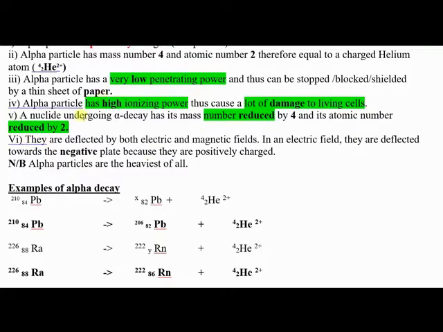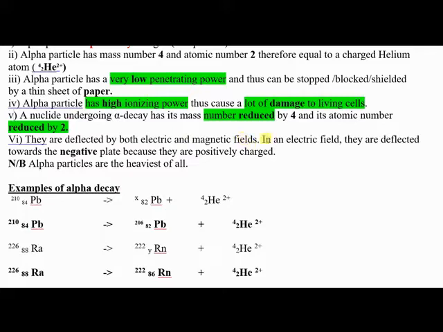So always read twice, thrice this Roman 5. A nuclide undergoing alpha decay has its mass number reduced by 4 and its atomic number reduced by 2. We will do examples and you will see. The last characteristic we are talking about is that they are deflected. So alpha particles are deflected by both electric and magnetic fields.